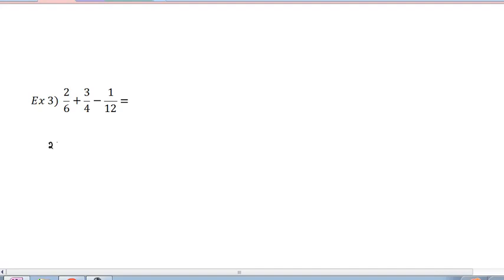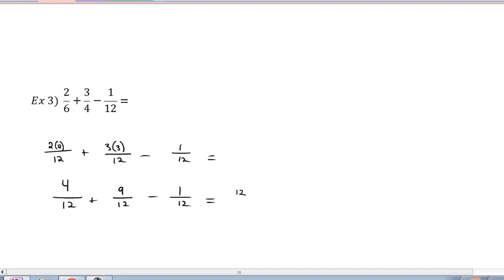I'm going to need to multiply 2 times 2 when I switch to 12. And it's 3 times 3 when I switch to 12. Minus 1/12. And that's going to equal something. So I get 4 over 12 plus 9 over 12 minus 1/12. So it looks like this actually ends up being equal to 12 over 12, or as we would better call it, 1.